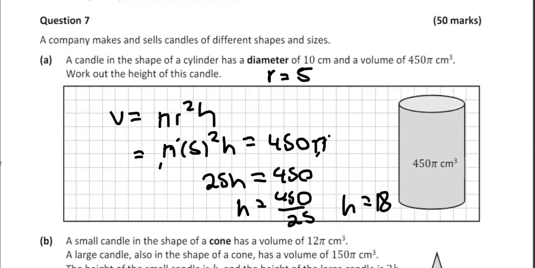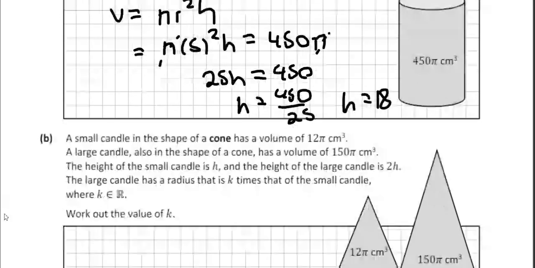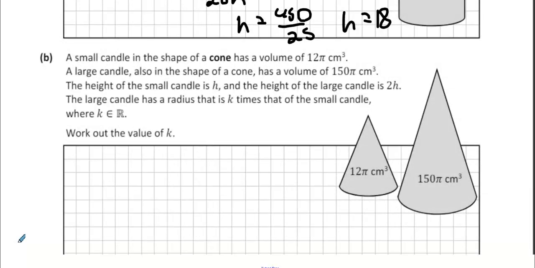Just get it right. A small candle is in the shape of a cone, has a volume of 12 pi centimeters cubed. A large candle, also in the shape of a cone, has a volume of 150 pi centimeters cubed. The height of the small candle is h, and the height of the large candle is 2h. The large candle has a radius k times that of the smaller candle. Work out the value of k.